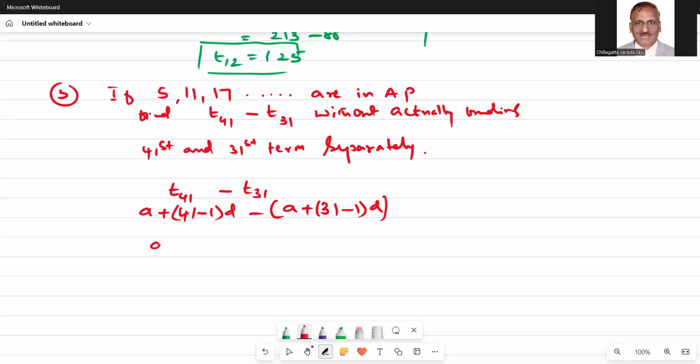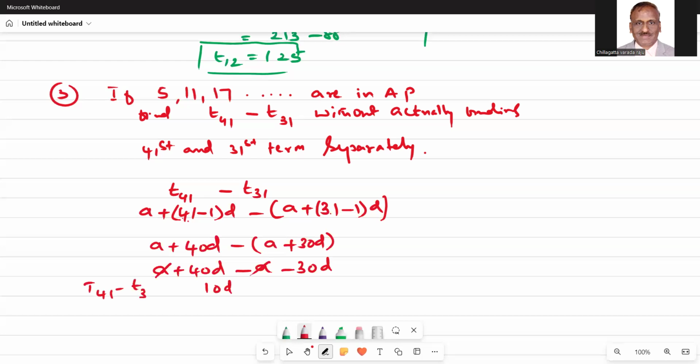So on further simplification, A plus 41 minus 1 is 40D, minus A plus 31 minus 1 is 30 into D, 30D. Which is equal to A plus 40D minus A, minus into plus, minus 30D. What happens? Plus A and minus A will cancel. 40D minus 30D is equal to what? 10D. So that means the difference between T41 and T31, the 41st term and the 31st term, is equal to 10D.